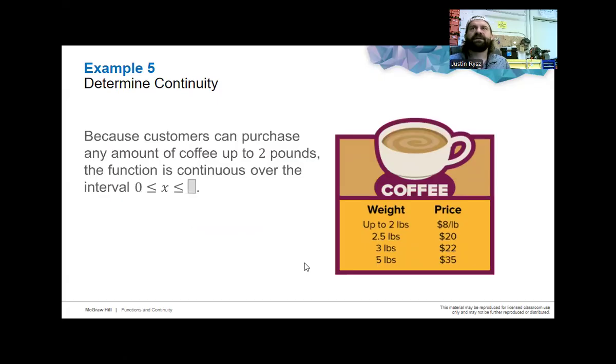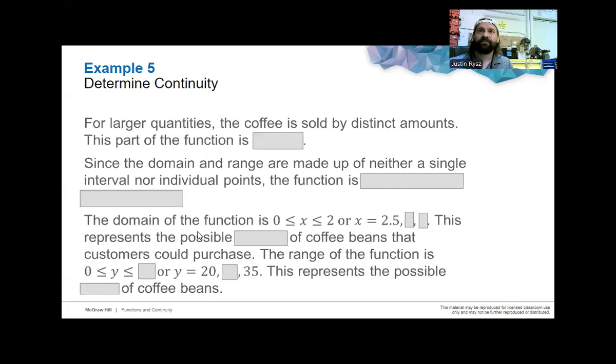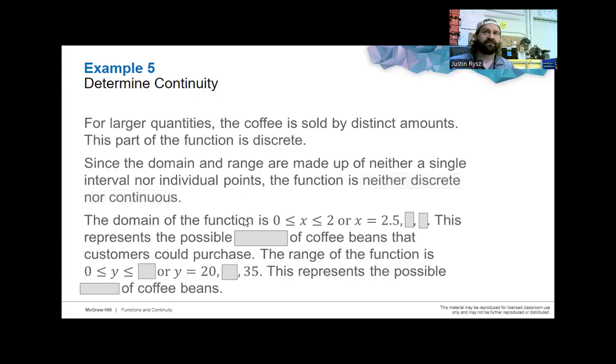Let's check. Because the customers can purchase basically any amount up to 2 pounds, the function is continuous over the points 0 and 2. That means they could buy 0.1 pounds, they can buy 1.375 pounds, they can buy any number between 0 and 2. Technically, they could buy 0 pounds. It'd be kind of weird, but they could. But for the larger quantities, the coffee is sold in distinct amounts. So that part of the function is discrete. Since the domain and range are made up of neither single intervals nor individual points, the function is neither discrete nor continuous. So it's neither.